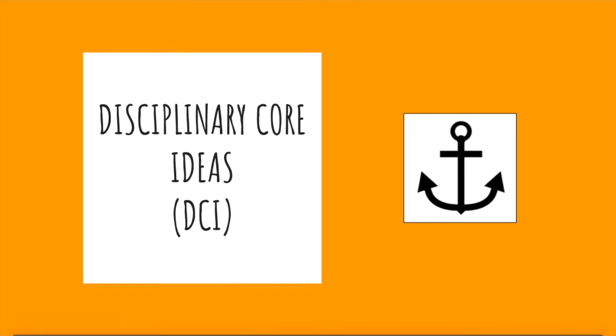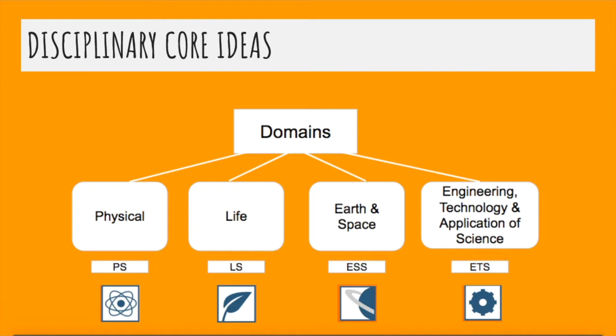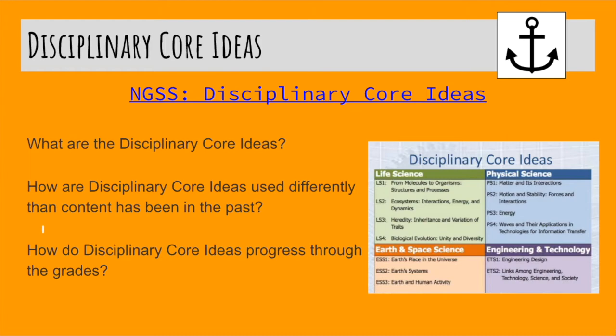Next, we will look at the disciplinary core ideas, or DCIs, which anchor the learning. The DCIs are what we have been focusing on for years, the content. The ideas have been broken down into 4 domains: physical, life, earth and space, and engineering, technology, and application of science. The codes listed below them are how they are referred to in the performance expectation coding, or known to us as our standard code.